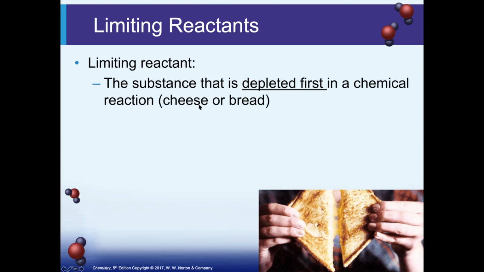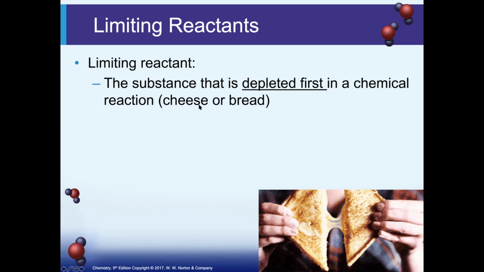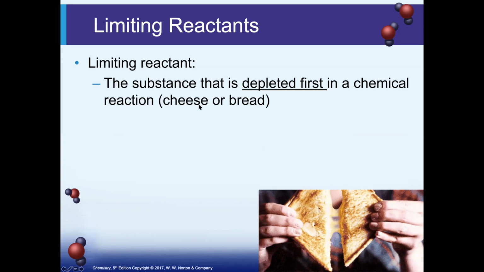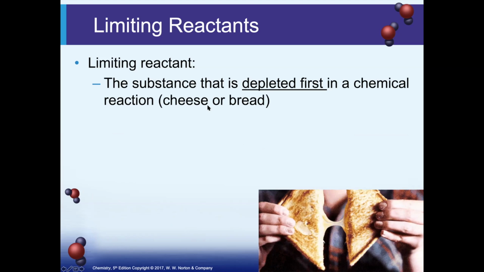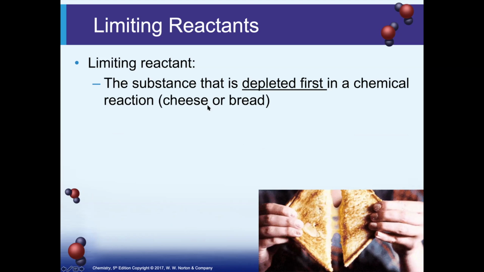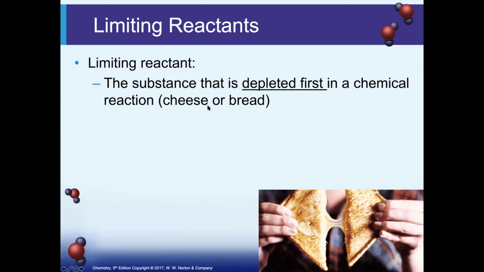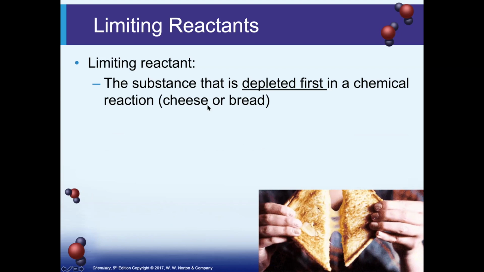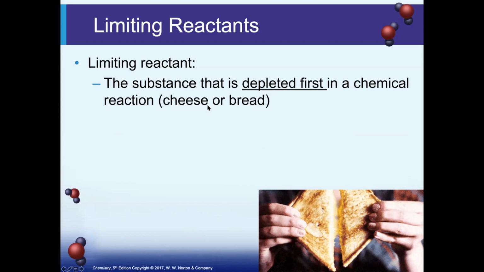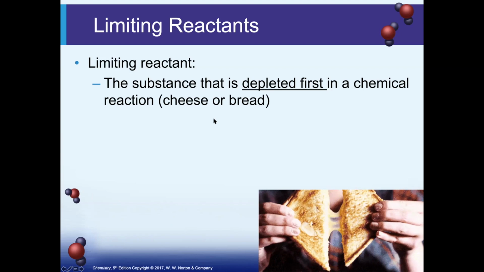So you're going to run out of something first. In the case of the activity that you did, in one situation you ran out of the bread first, in the other situation you ran out of the cheese first. It depends on how much of each reactant you have, but it also depends on their proportions. You need 2 pieces of bread with every slice of cheese. So those proportions come into play as well in determining which thing is the limiting reactant.